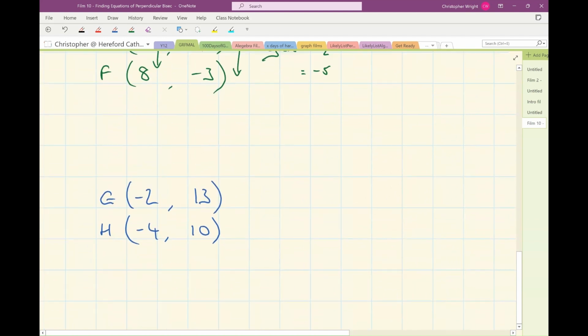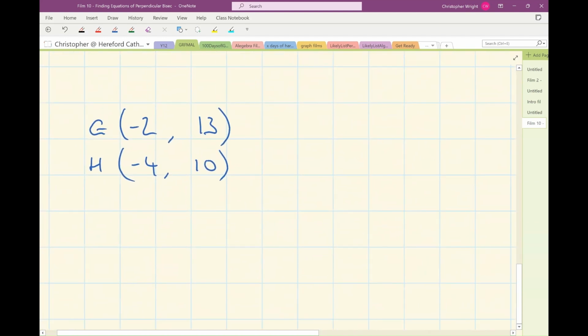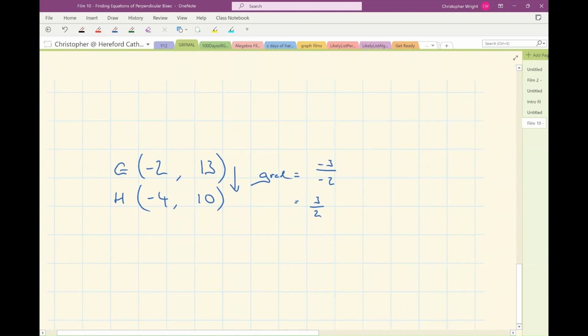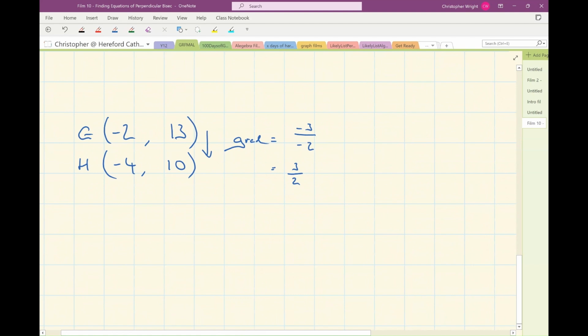Okay, now these blue coordinates here, the gradient, now what shall I do? I'll go from top to bottom again, why not? So 13 to 10, that's a drop of 3, so minus 3. Minus 2 to minus 4, that's a drop of minus 2. So in this case, my gradient is simply 3 over 2. Right, so I hope you get the idea.